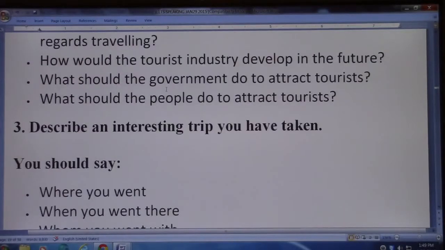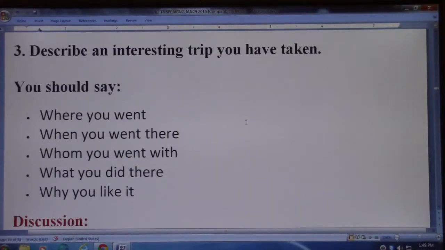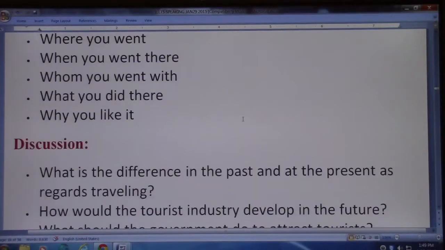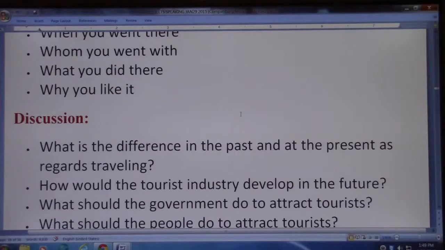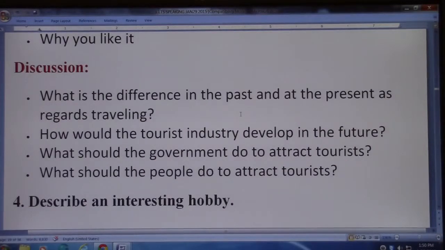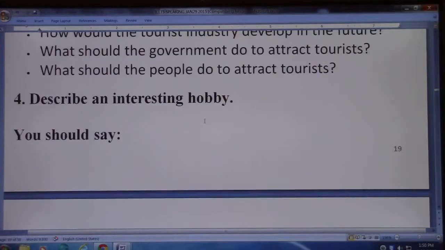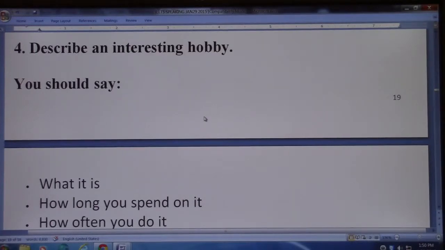So tourists as well. An interesting trip you have taken. Where did you go? When did you go? Who did you go with? And stuff, which is quite similar to the previous one. What is the difference between the past and present in regards to traveling? How would the tourist industry develop in the future? What should the government do to attract tourists, and what should the people do to attract tourists? So people should be nice and friendly, and so on and so forth.